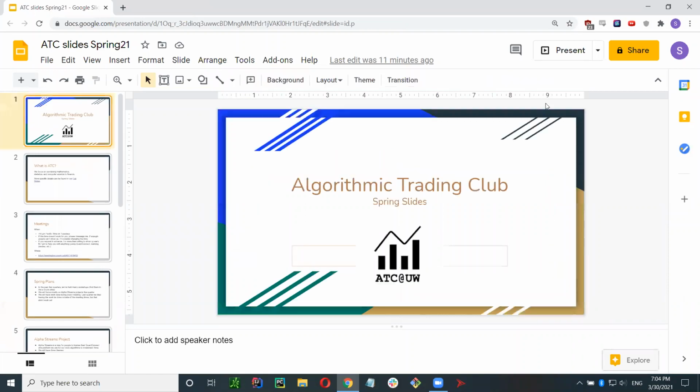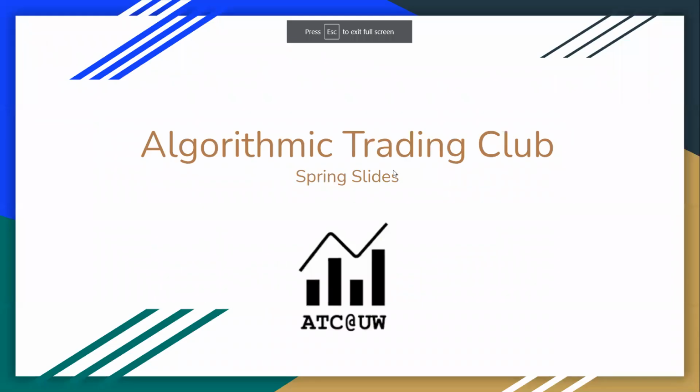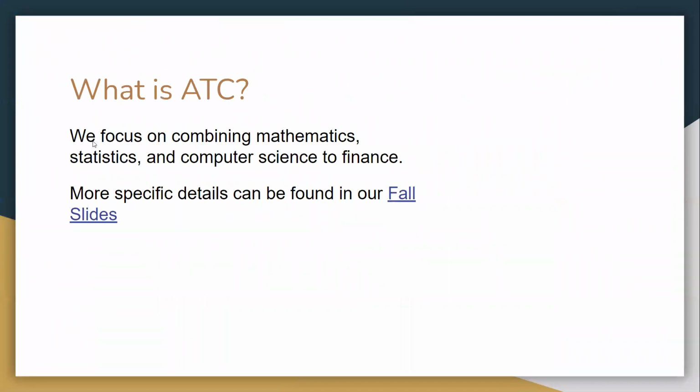Okay, everyone, welcome to the first meeting of the Algorithmic Trading Club of Spring Quarter. Here's a brief one-sentence overview of what ATC is. We try to combine mathematics, statistics, and computer science and apply it to finance. There's a lot more information in our full slides, so if you want to see that, you can. I'm going to post those slides in the chat after we go through it, and also in the description of the video for anyone who's watching this as a recording.